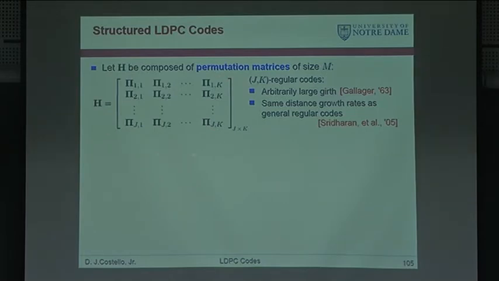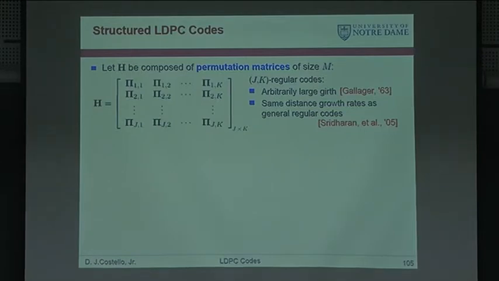So if we fill up a matrix like this with these, which are always square m by m permutation matrices, we get a jk regular ensemble. This is something like the Gallagher ensemble. It's just a little bit different. It is similar to the Gallagher ensemble, but it has a structure that makes it easier in some ways to analyze.